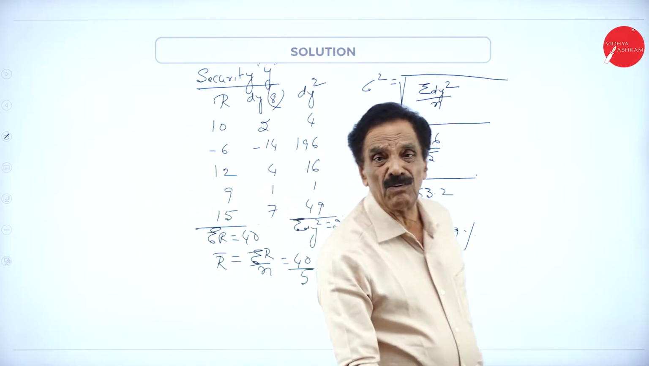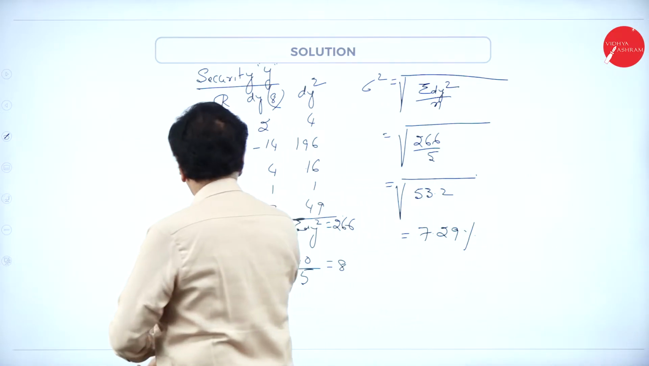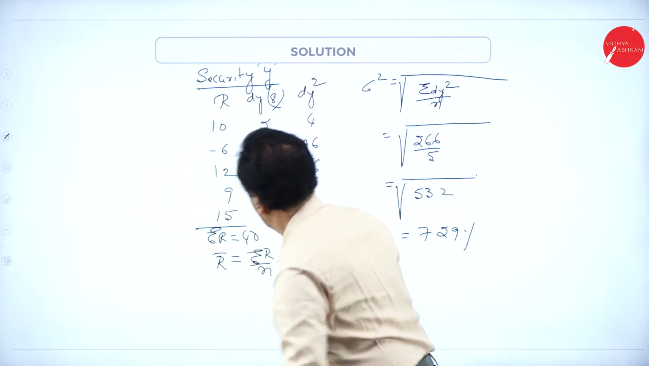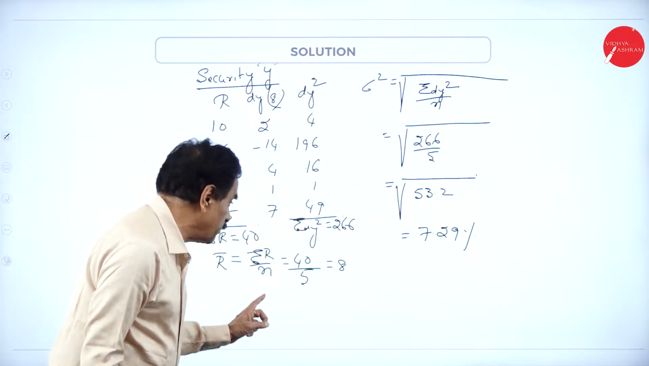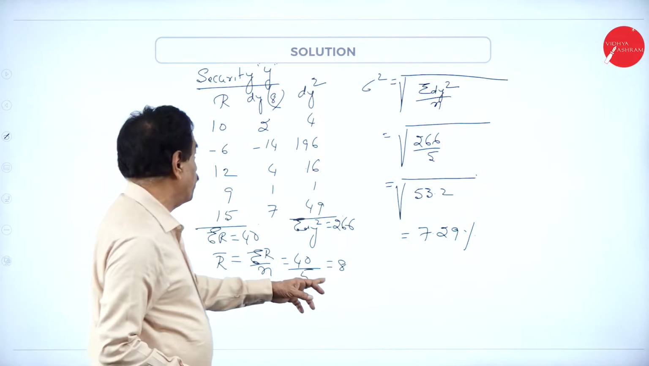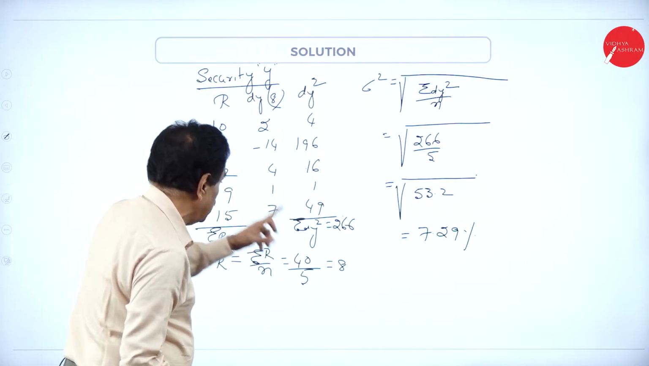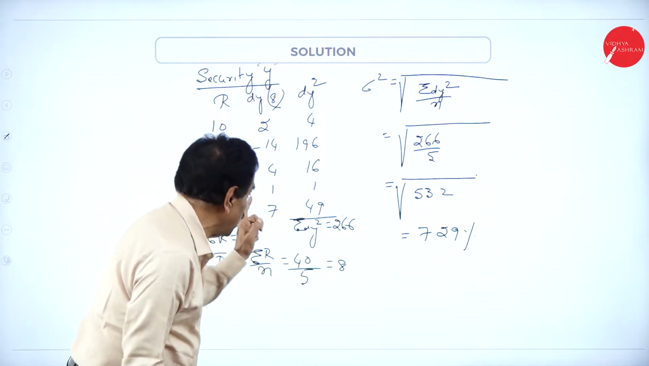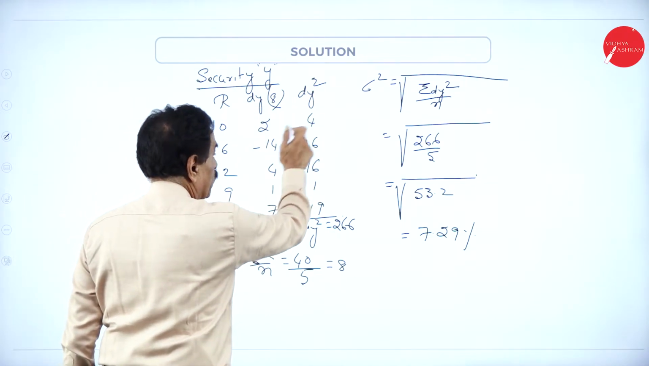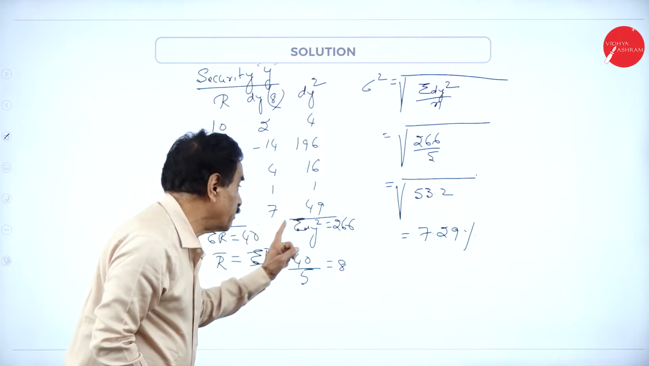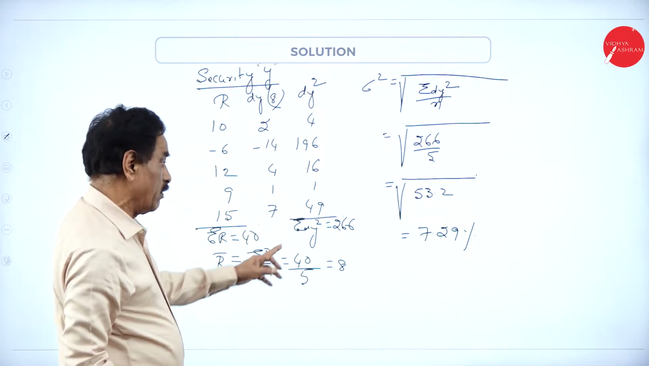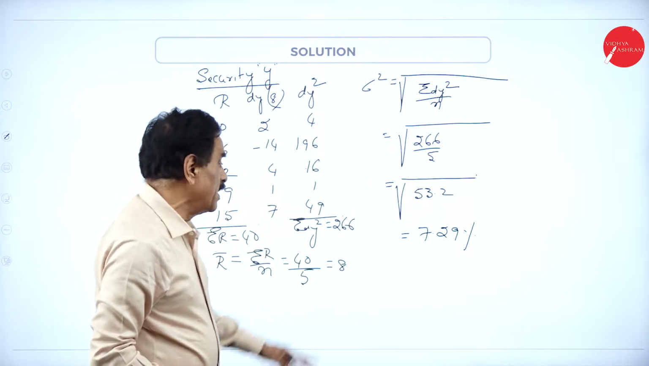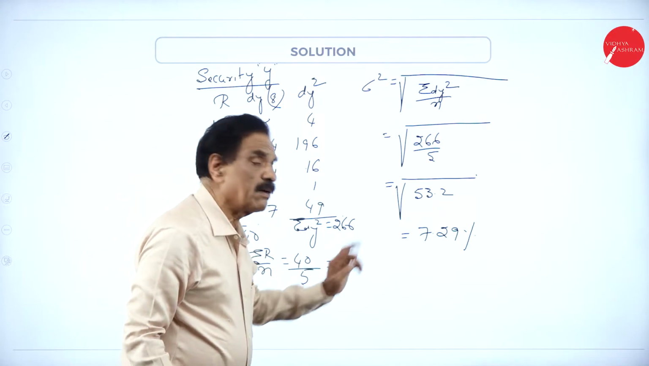So this is very easy, no? Easy way of answering. First, add the given returns. Once you add the given figures, calculate the R mean, sigma R divided by N, 40 divided by 5 is 8. Take the deviation from 8. So 10 minus 8 is 2, minus 6 minus 8 is minus 14, 12 minus 8 is 4, 9 minus 8 is 1, 15 minus 8 is 7. Square of that: 2 square is 4, 14 square is 196, 4 square is 16, 1 square is 1, 7 square is 49. If you add dy square, sigma dy square is 266. Sigma is equal to root of sigma dy square divided by n. 266 divided by 5 will come 53.2. Root of 53.2 is 7.29.